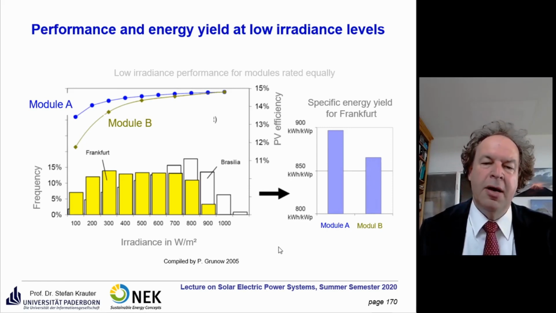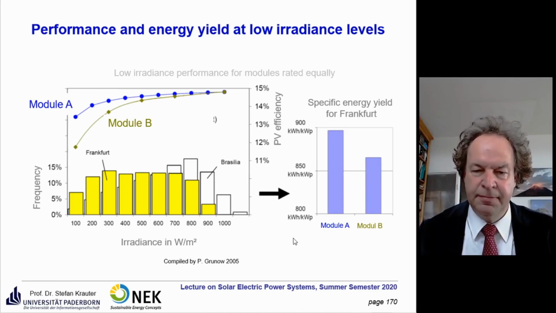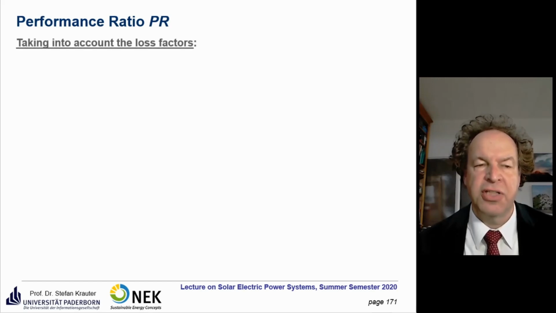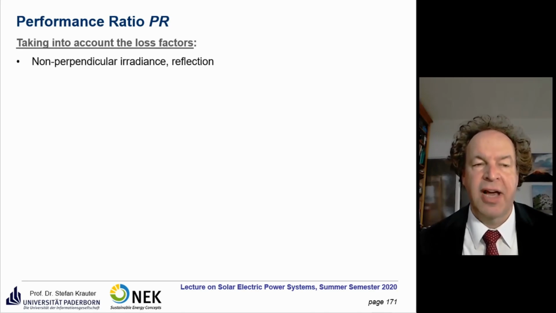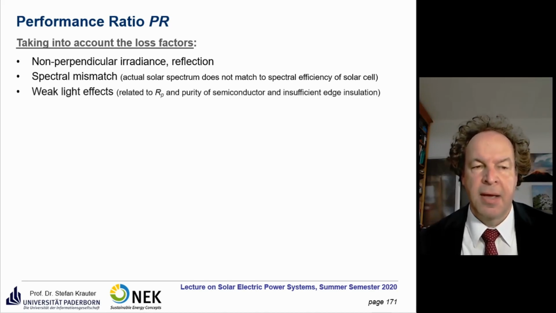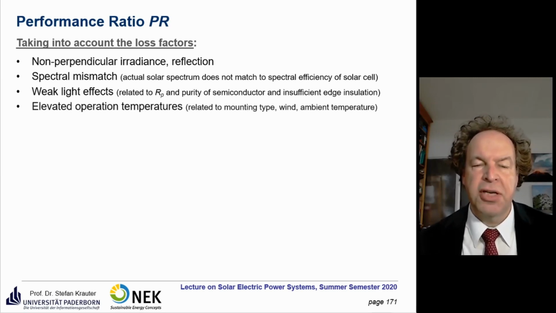865 kilowatt hour per kilowatt peak installed. We account for all these effects within the so-called performance ratio. It takes into account all the different loss factors which we already discussed. That's non-perpendicular irradiance, reflection, and spectral mismatch, because the sun spectrum doesn't usually match the spectral efficiency of the solar cell. That is the weak light effect, which we discussed some minutes before. And that's the elevated operation temperature.